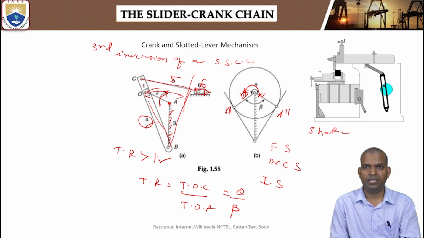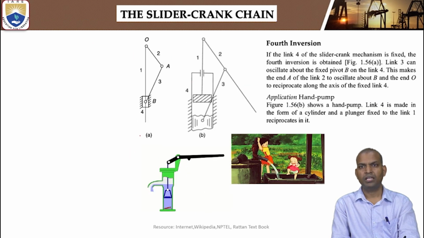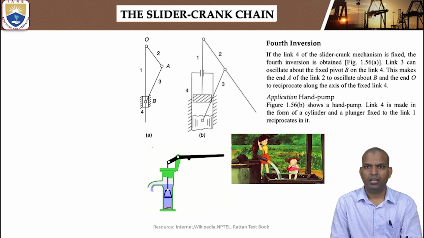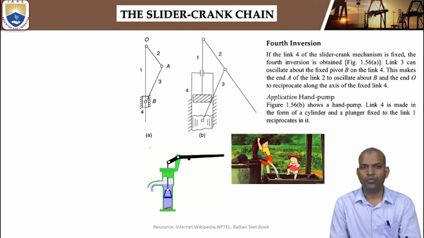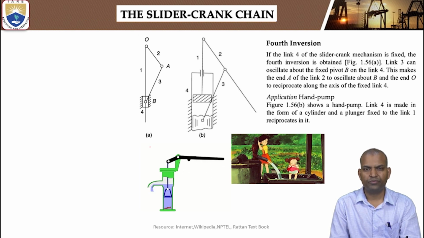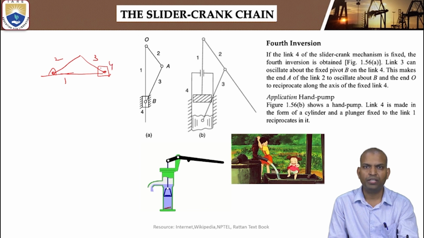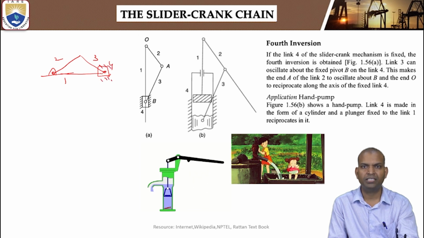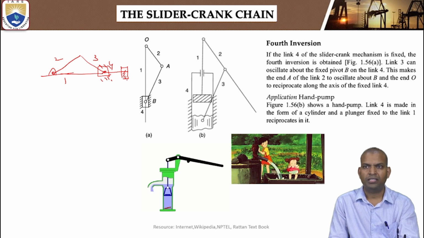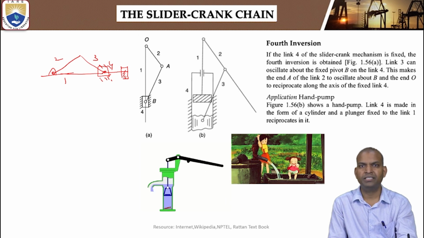Next, the final inversion is the fourth inversion. Here we can see how the fourth inversion results. The fourth inversion is obtained by fixing link 4 of a single slider crank chain. What is a single slider crank chain? Again, links 1, 2, 3, 4. Fix link 4. Then it is modified, turned, and extended to this one, with the piston attached. Then, if you turn the angle, it will be obtained.